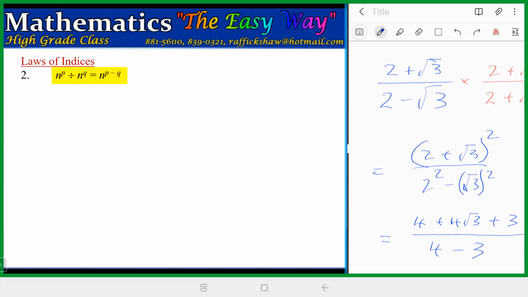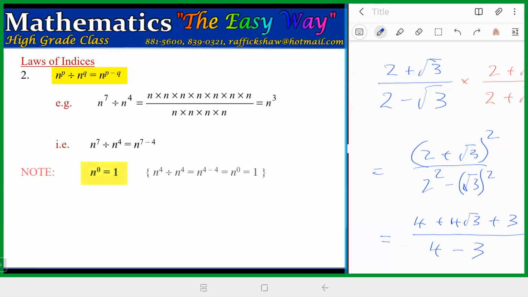Second one: when you divide numbers with the same base, you subtract the powers. Again, there's a little proof there, but I'm not going to spend any time on that.